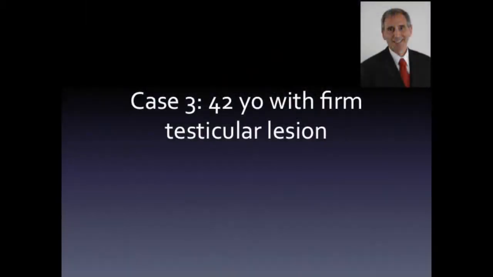This next case is of a 42-year-old gentleman who presents with a firm testicular lesion. Evaluation of a scrotal mass is one of the most common indications for scrotal ultrasound. The sonographer's goal is to identify the location of the mass as well as the mass's blood flow relative to normal testicular tissue. An intratesticular mass with increased blood flow is pathognomonic for a testicular tumor.